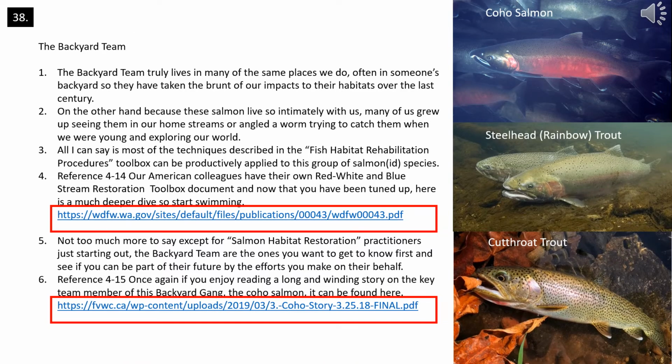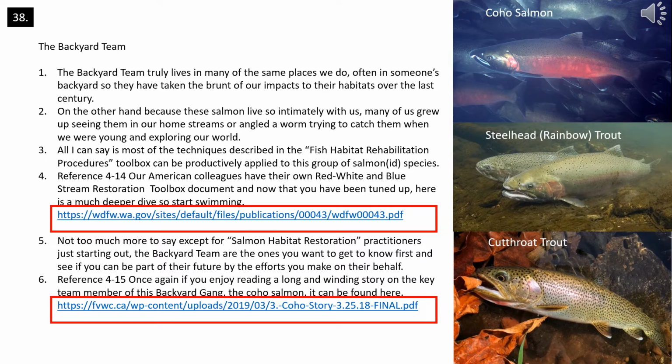So it's time to wrap up our story about the backyard team. As we talked about, the backyard team truly lives in many of the same places as we do, and often in someone's backyard. So they have taken the brunt of our impacts to their habitats over the last century. On the other hand, because these salmon live so intimately with us, many of us grew up seeing them in our home streams or angled a worm trying to catch them when we were young and exploring our world.